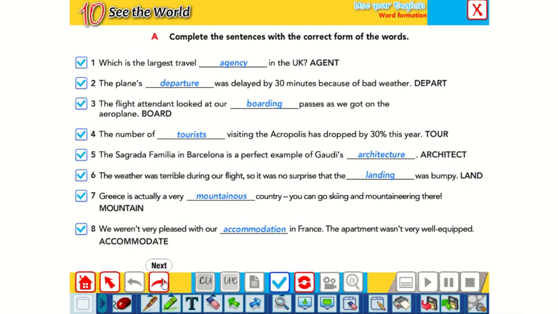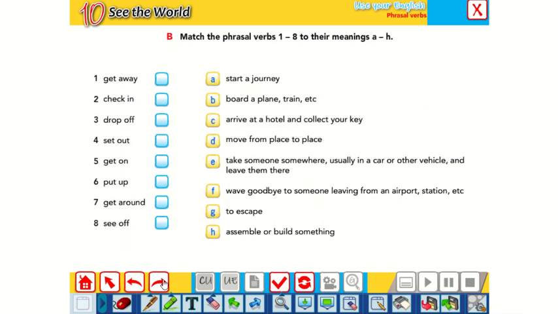Now let's go to exercise B. Match the phrasal verbs 1 to 8 to their meanings, A to H. So now let's read these phrasal verbs. We have 8 new phrasal verbs.